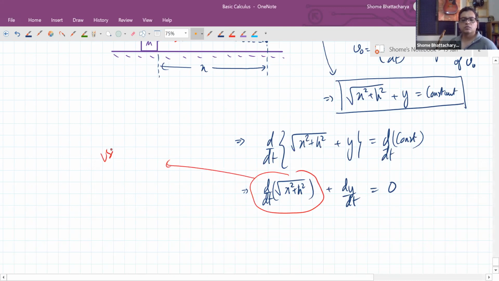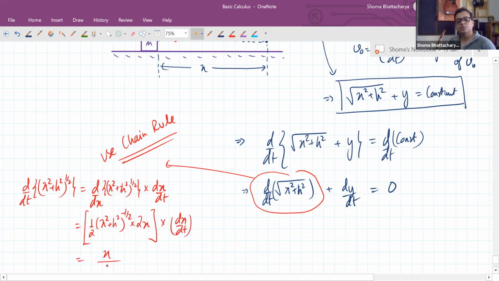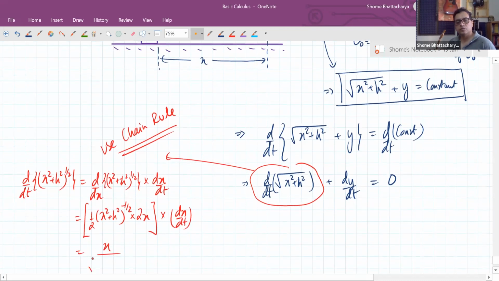We will use chain rule. So we will see that differentiation with respect to time of the function x square plus h square to the power half, we can write as differentiation with respect to x of the same function multiplied with dx by dt. And further this will become 1 by 2 into x square plus h square to the power minus half into 2x, like the differentiation we had seen earlier, into this term dx by dt. So this will ultimately become x upon square root of x square plus h square, whole thing into dx by dt.